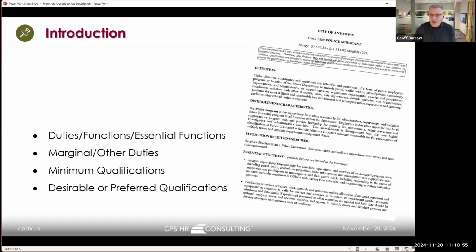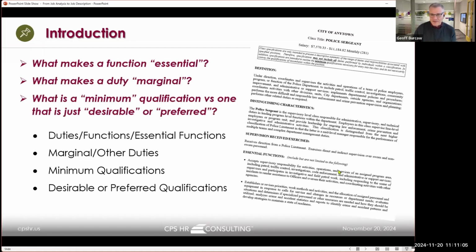They're good things. But I'm going to really focus on these things, these duties, functions, the qualifications, and try to answer these questions. What makes a function essential? And then what makes a duty marginal? And now throughout this, I'm going to use function and duty kind of synonymously. Functions, duties, work behaviors, they're kind of the same thing. I'll explain what all that means.